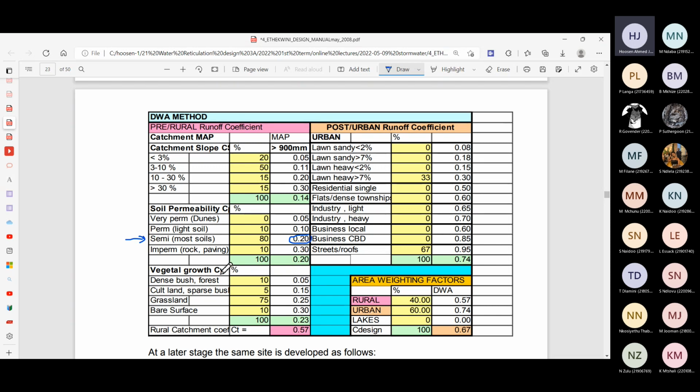Same for vegetable growth. Again, in the Durban area, it's unlikely you're going to be doing a development in dense bush or forest. So most of the land in Durban would generally fall under grassland. The bare surface is usually a desert area, so we're not in that kind of area, or maybe along the beach, the sand on the beach. Cultivated land, it's not farmed. Cultivated land means it's a farmed area.